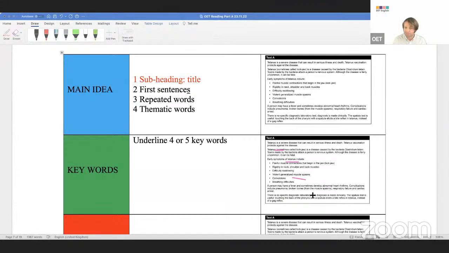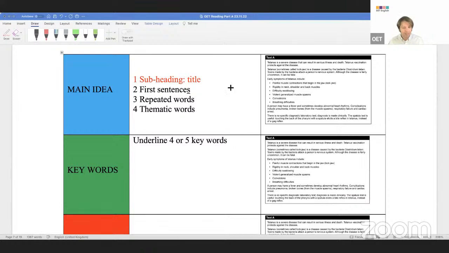If I underline 10 words, that's really bad. Why? It's a waste of time, isn't it? It's not helping us. No one can remember 10 words, right? I'd be all confused. So when we're choosing keywords, we're really just trying to find the right ones.